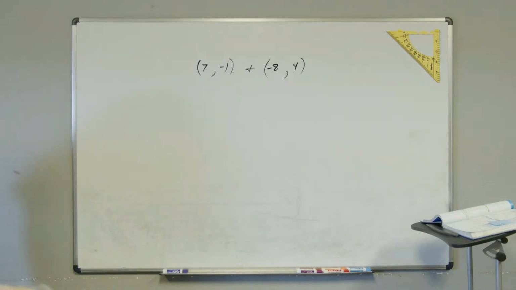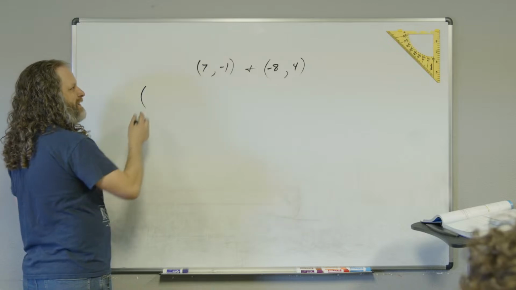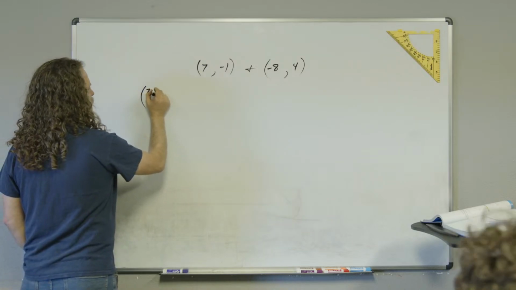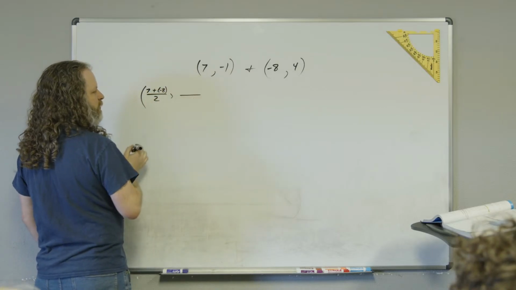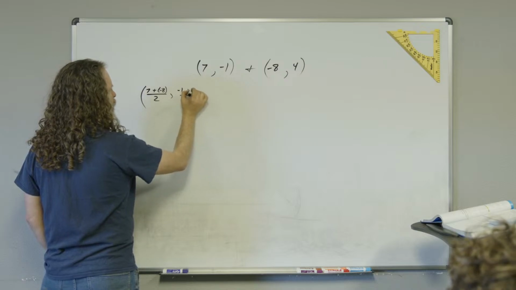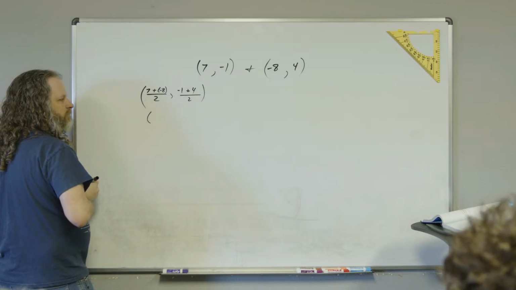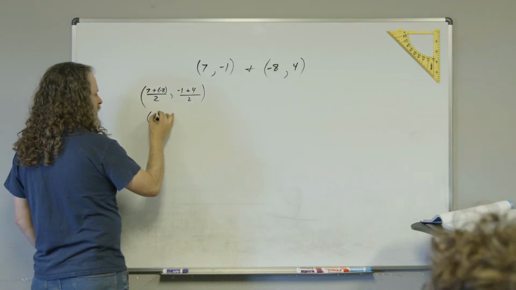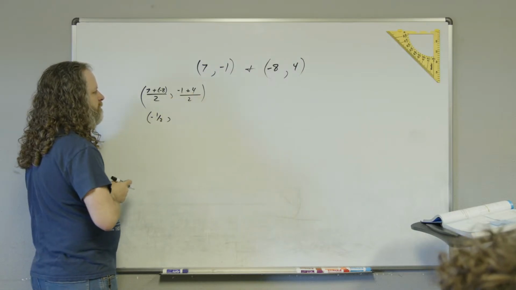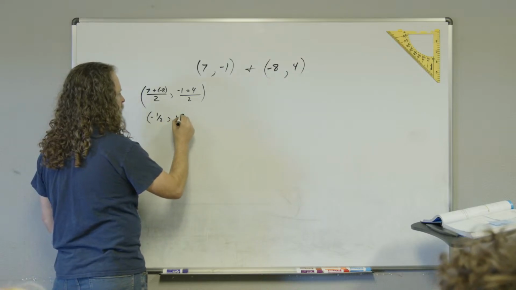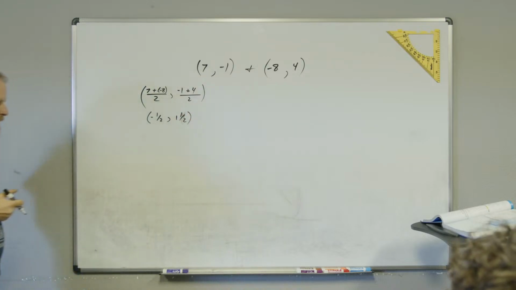All right, so to find the midpoint between those two points, what would we do? Average of the x's, right? So 7 plus -8 divided by 2. Average of the y's, so -1 plus 4 divided by 2. What is 7 plus -8? -1, so -1/2. -1 plus 4 is 3, so 1.5. Isn't that cute?